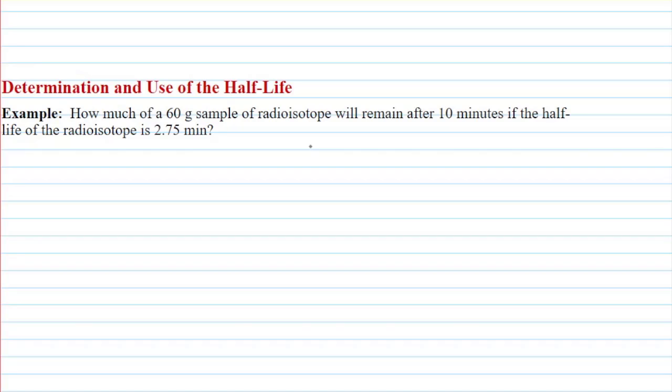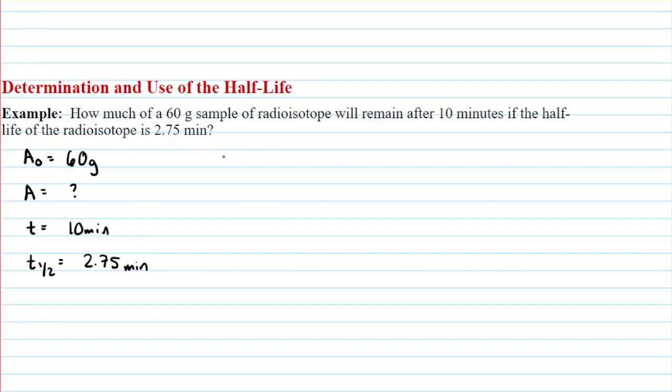Okay, so let's go ahead and write out what we know. We have A naught is equal to 60 grams. Looks like we're looking for how much is left over, right? So we're solving for A. It looks like our time here is going to be 10 minutes. And our half-life, t1/2, is going to be 2.75 minutes. All right, we don't know what k is, right? We're not given a k. So that's what we're going to solve for. So let's go ahead and do that.